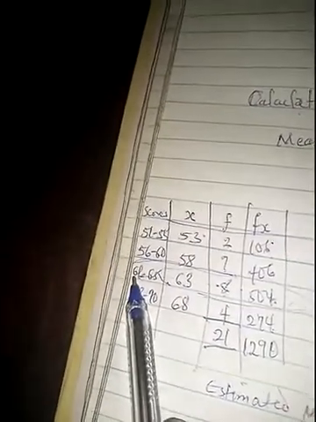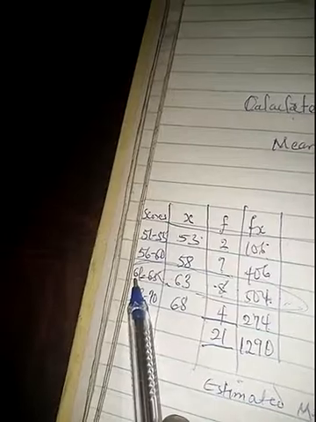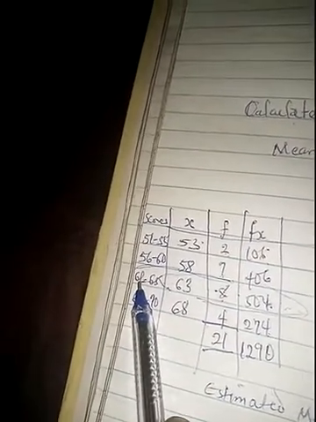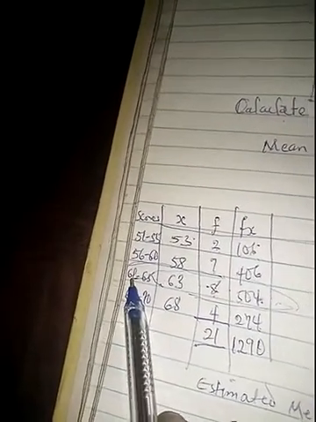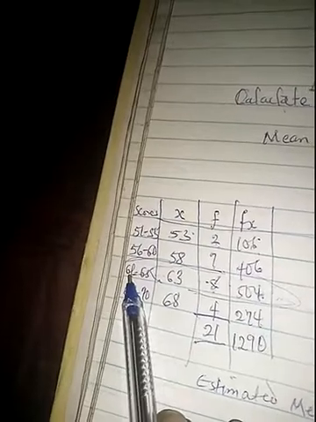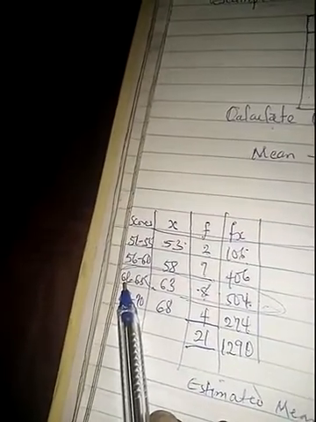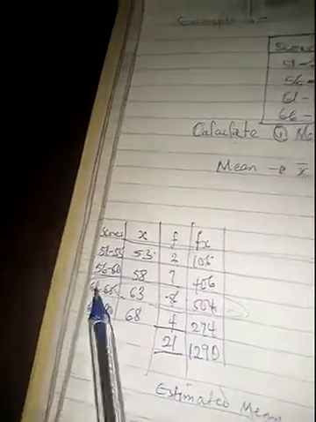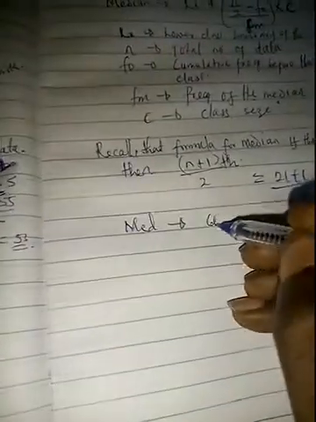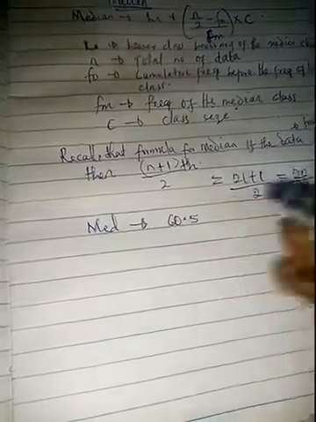So we are told that L₁ is the lower class boundary of the median class. So we come to the class interval of the median class. Here we have 61. Just take away 0.5 from 61, and that should simply give us 60.5. So at this point, we are going to have 60.5.